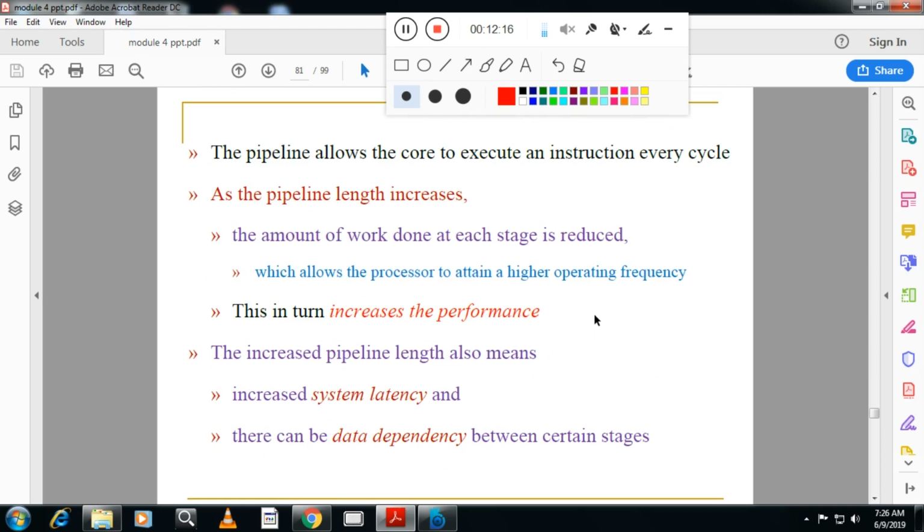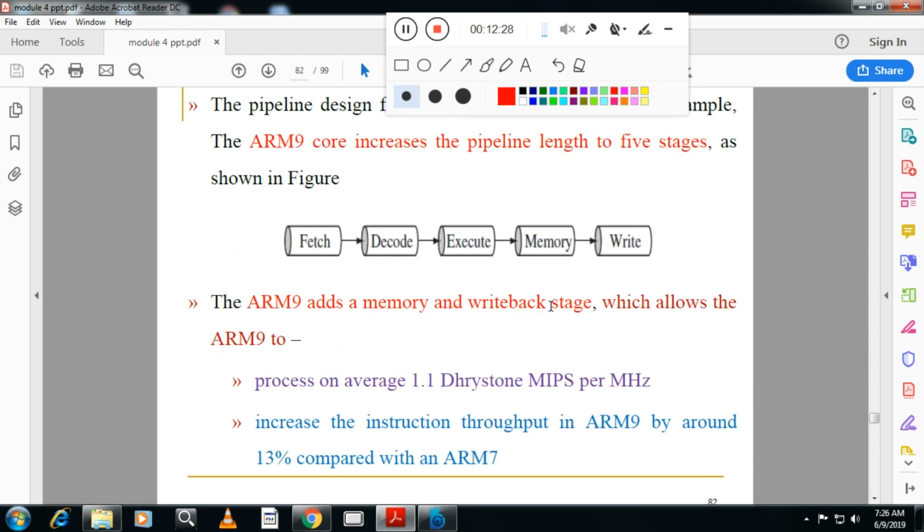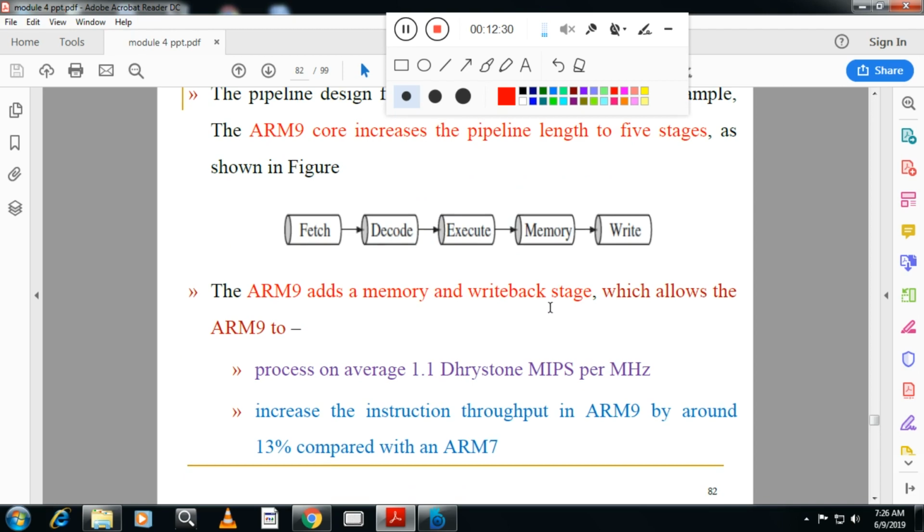Similarly, as the pipeline length increases, the amount of work done at each stage is reduced. You can see here different stages of the pipeline. The ARM9 core increases the pipeline length to 5 stages. You can see here fetch, decode, execute, memory and write. This is one more diagram you need to write from the exam point of view.